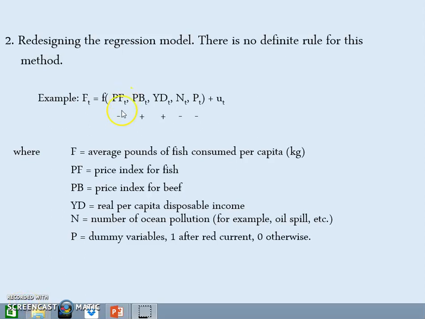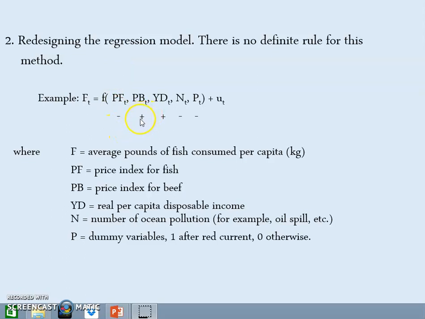So regarding the signs of the coefficients, we can expect that the sign for PF will be negative. This is in theory: if price increases then consumption decreases. For beef, we expect it to be positive, and income is positive because as income increases, consumption also increases. And for beef, just now positive, we expect that if the price of beef increases, the quantity of beef decreases, and then people will buy more fish, so the consumption of fish will increase.